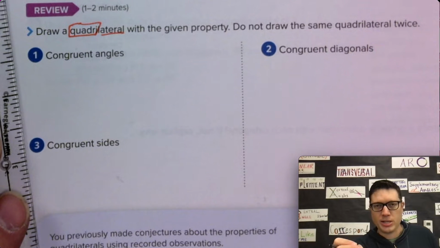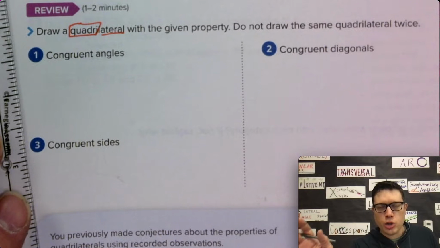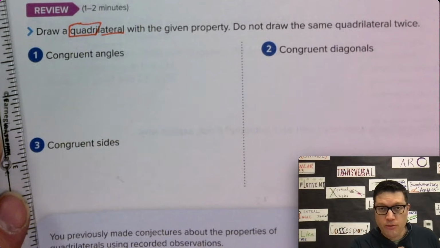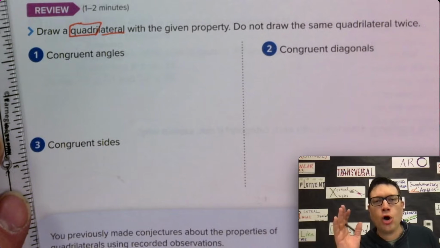We want to draw a quadrilateral with the given property, and we're not going to draw the same quadrilateral twice, but there are multiple options. Let's get it right out of the way right now. All of these, you could draw a square. I'm not going to draw a square for my examples because that's easy sauce. That doesn't have to happen that way at all.